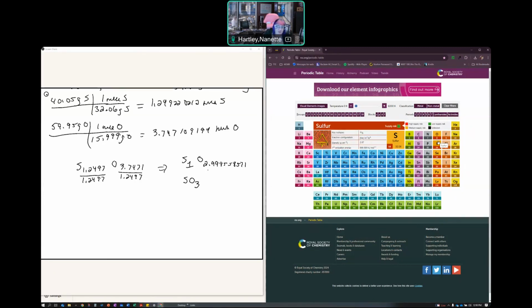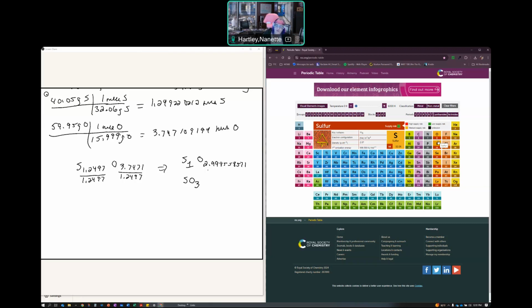Now, does it always come out that evenly? No, sometimes it doesn't. And sometimes we end up with like a 1.5. And so then I have to multiply everything by 2 to get a formula that makes sense. Okay, that is something that happens. We have to get to a ratio between those two things that works, and it's got to be whole number. Okay, so that's what we're talking about.